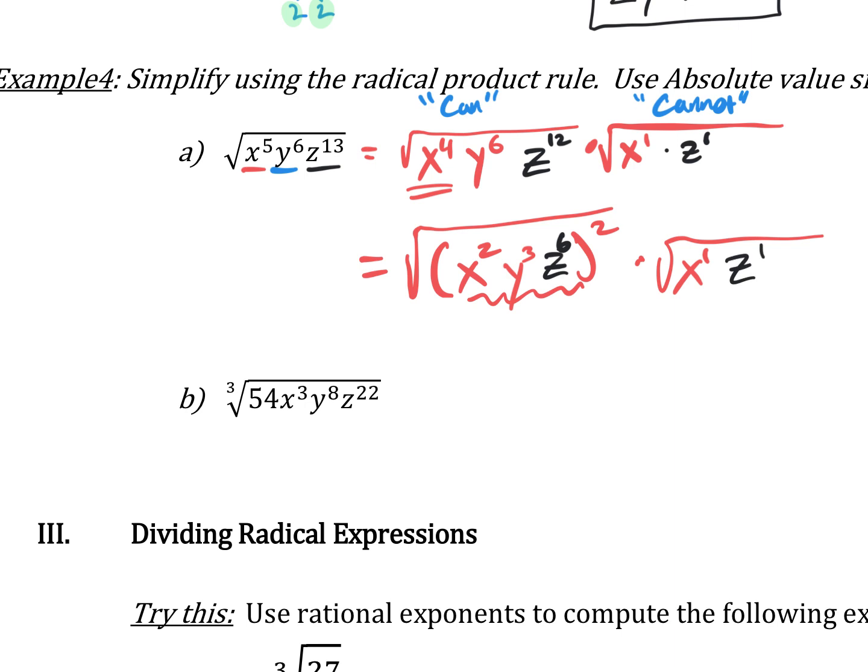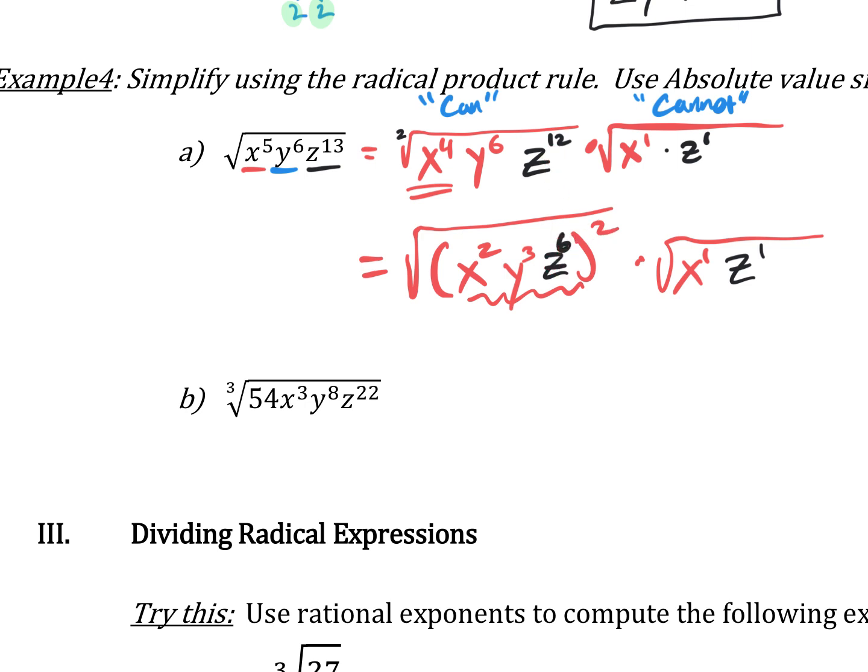So what's happening here? First of all, we're breaking this up into things we can simplify and things we can't. All these exponents are divisible by 2. 2 is the invisible index here, because it's a square root. This is a step we'll probably skip eventually once you really get it down. But the idea is we can write this as x squared squared, which is x to the 4th, y to the 3rd squared, which is y to the 6th, z to the 6th squared, which is z to the 12th.